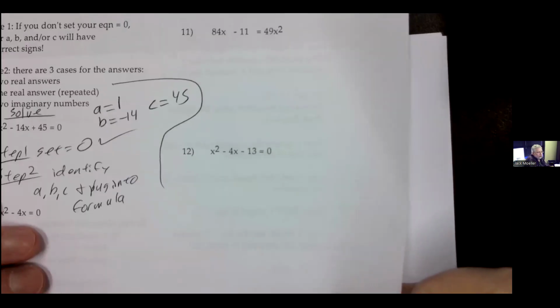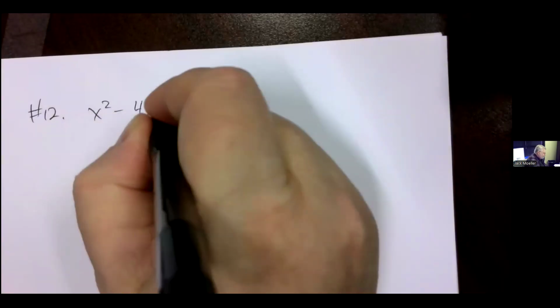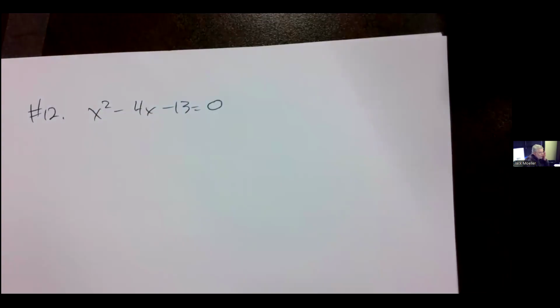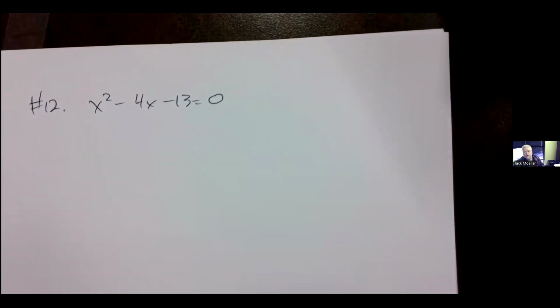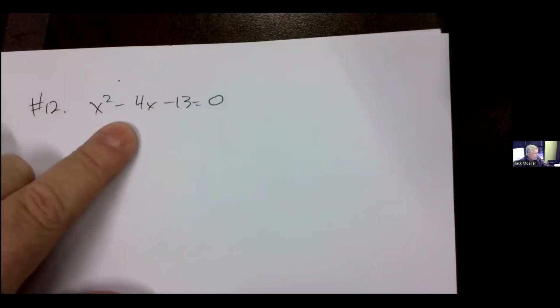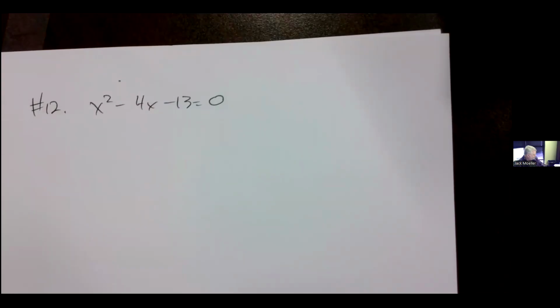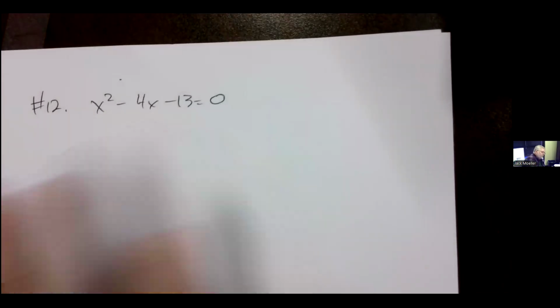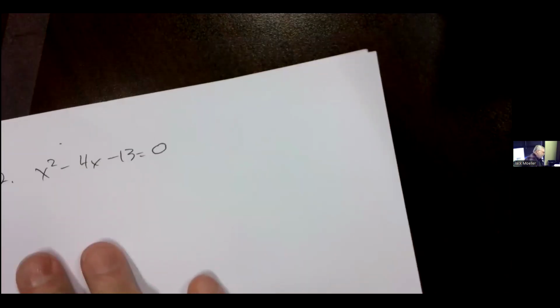Let's do number 12. We have x squared minus 4x minus 13 equal to 0. Now, if you try to factor this, you're going to waste a lot of time, because with the 1 in front of the x squared, we're looking for what multiplies to give 13 and subtracts to give 4. This is not going to factor. That's why I say take a little bit of time, see if you can factor. If not, go to the quadratic formula.